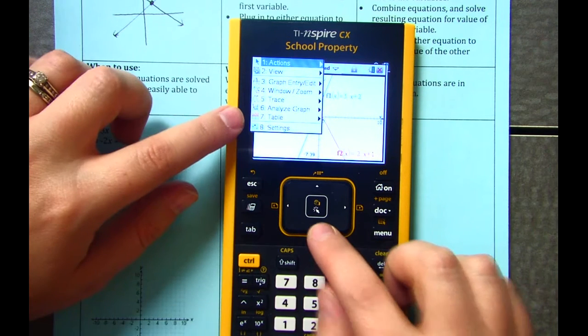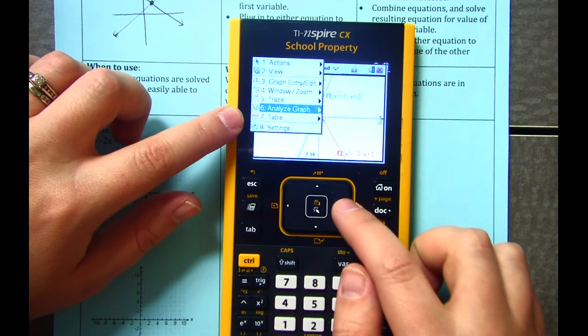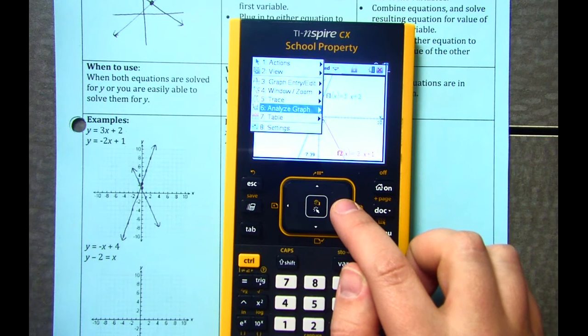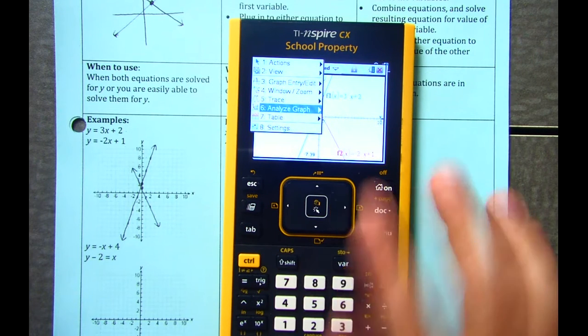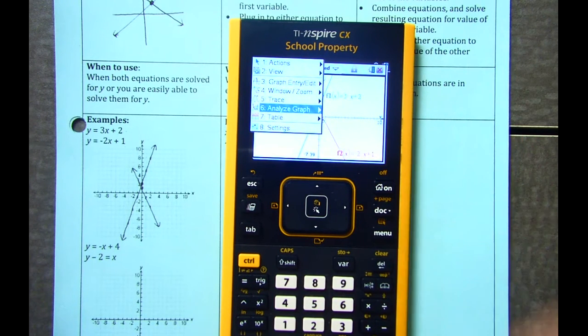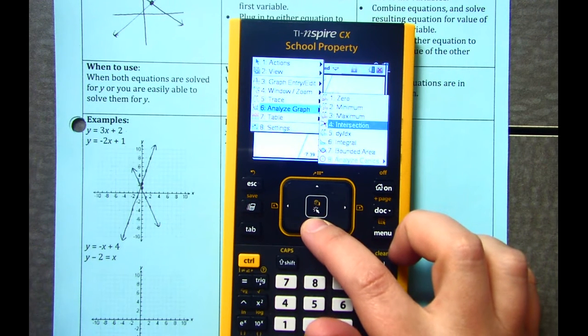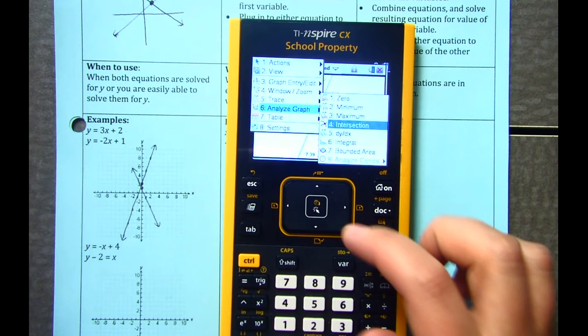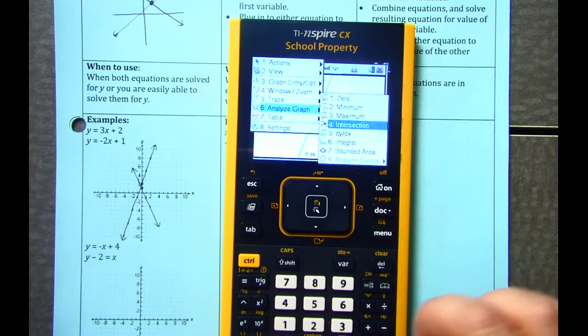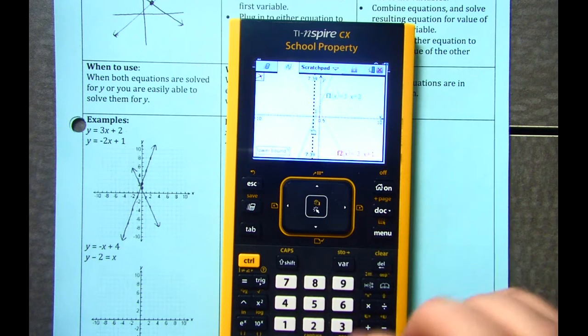And then if I go down to number 6, it says Analyze Graph. And remember, if I'm going too quickly, just pause the video and catch up, or you can rewind it. And then I'm going to go to Intersection. Whoops, too far. Intersection. And you can hit Enter, or you can just click right there.